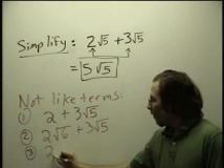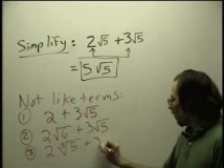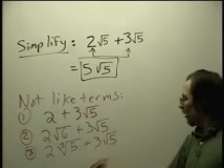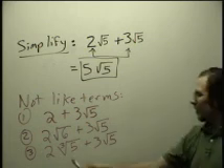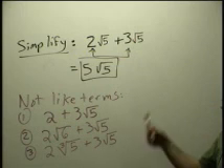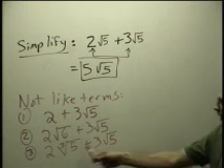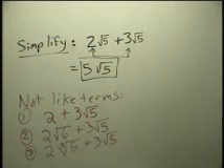Okay. Finally, what if we have 2 cube roots of 5 plus 3 square roots of 5? This is kind of like 2x squared plus 3x. In that case, the variable was the same. In this case, the radicand is the same. But the index is different. That's like the exponent on the variable being different.